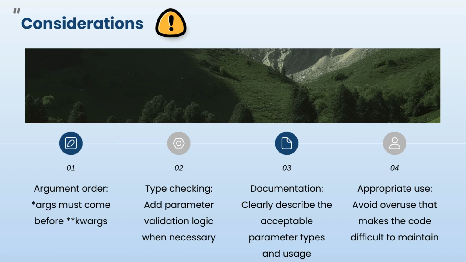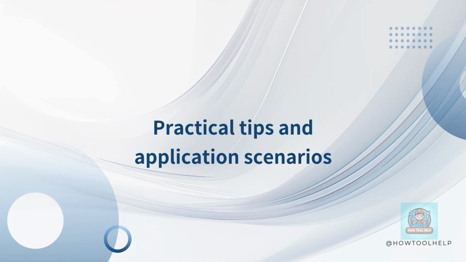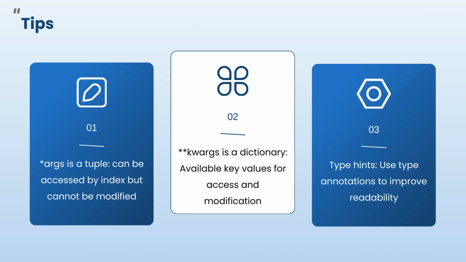Appropriate usage. While variable arguments provide great flexibility, overusing them can make the code difficult to maintain. Therefore, use them cautiously to ensure code clarity and readability. 6. Practical tips and application scenarios. Tips. Asterisk arguments is a tuple. You can access its elements by index, but it cannot be modified. Double asterisk keyword arguments is a dictionary. You can access and modify its elements using key-value pairs. Type hints. Use type annotations to improve code readability.